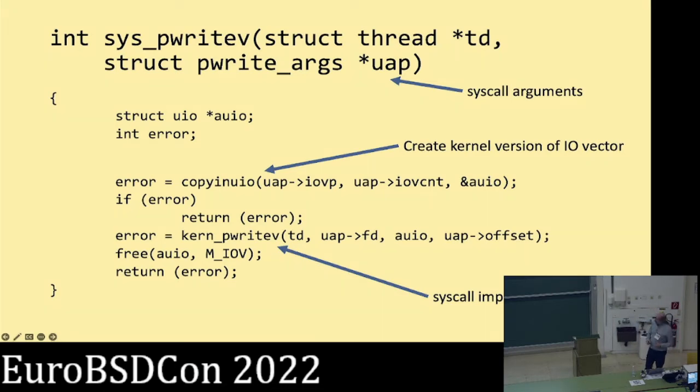Then we call the underlying implementation. This is the kern pwritev. Most system calls have one of these, not all of them. Some of them start immediately going off and calling other system call, other kernel interfaces. But most of them these days have a kern underscore version. However, we're only interested in the interface today. So we're not going to talk about what's going on underneath, how it looks up the file descriptor and finds what type it is and figures out how to actually schlep data to it. We're just going to talk about interfaces.